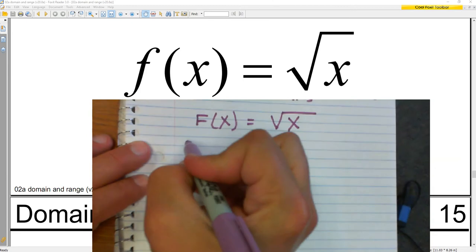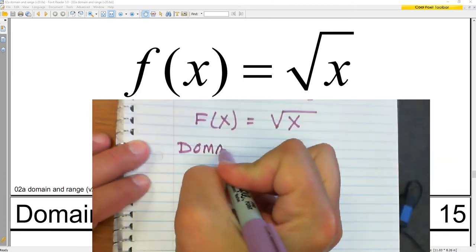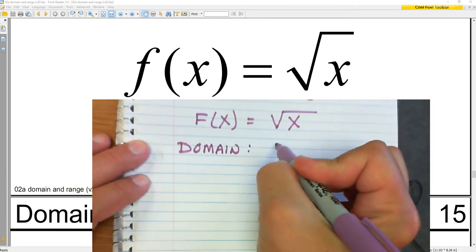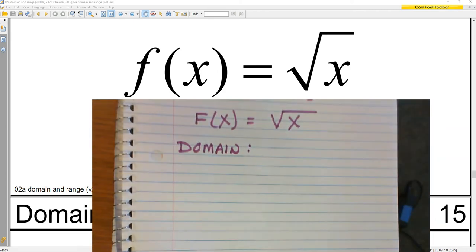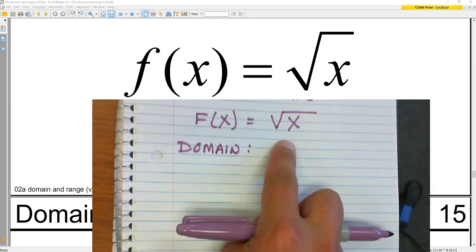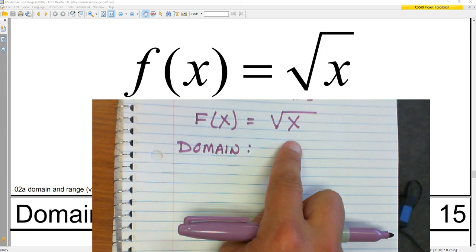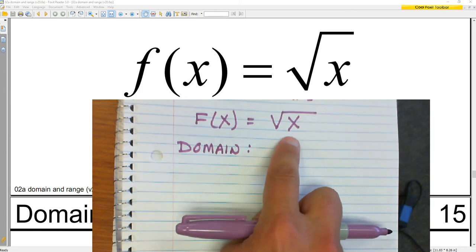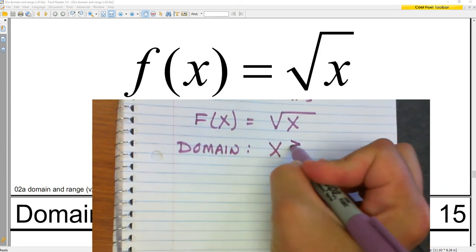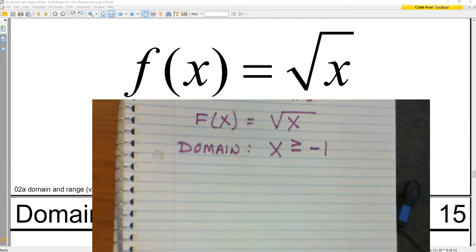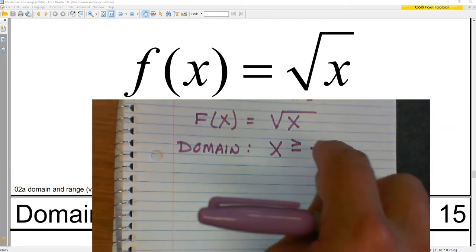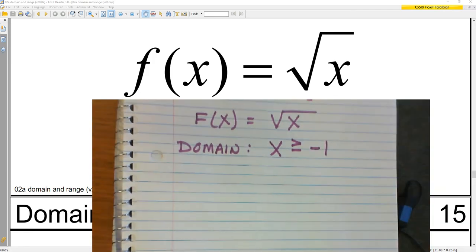F of x equals the square root of x. Okay, the domain. What can go in? Okay. Can I put everything into this? I can't. Can I put in a 1? Square root of 1, fine. Square root of 4, fine. Square root of 3, it's a decimal, but fine. Square root of 2, decimal, but fine. 0. 0 is great. Square root of 0 is 0. -1, no. I just broke it. I can't go negative. X has to be greater than or equal to 0. Because if I put in a -1 or a negative anything, it's going to break it.